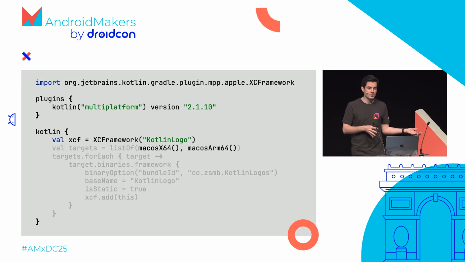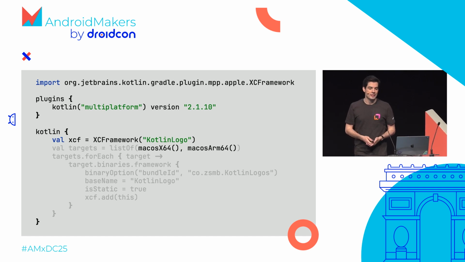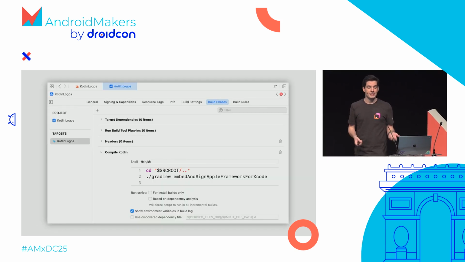So I spun up a Kotlin multi-platform project. I made it target macOS on ARM and x86. And I exported it into an XCFramework. If you've looked at KMP for iOS before, this will sound very familiar so far. We're just doing macOS instead of iOS here. And integrating it into an Xcode project is also the exact same as the iOS use case.